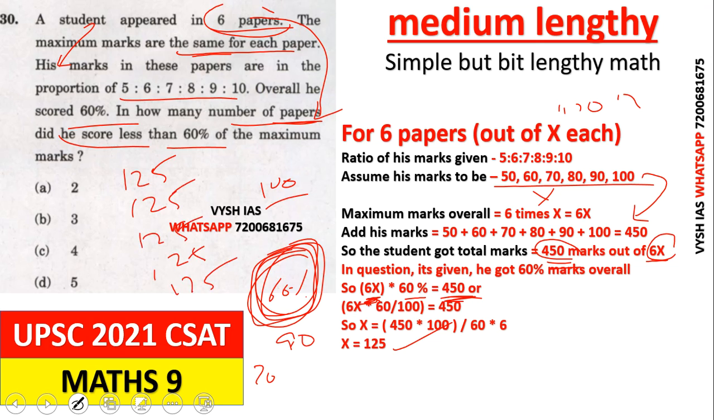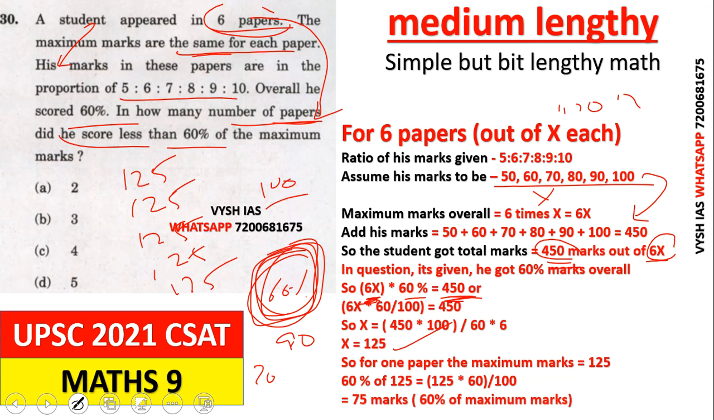Okay, so 6x will be obviously the multiplication of that 6x. Now the question is, how many papers did he get 60% or less? For one paper, the maximum mark is 125. We already proved 60% of 125 is what? Because we already know he got 60%. 60% of 125 is 75 marks. In an exam of 125, if you get 75 marks, it means you have got 60% in that paper, and that is what UP is asking.